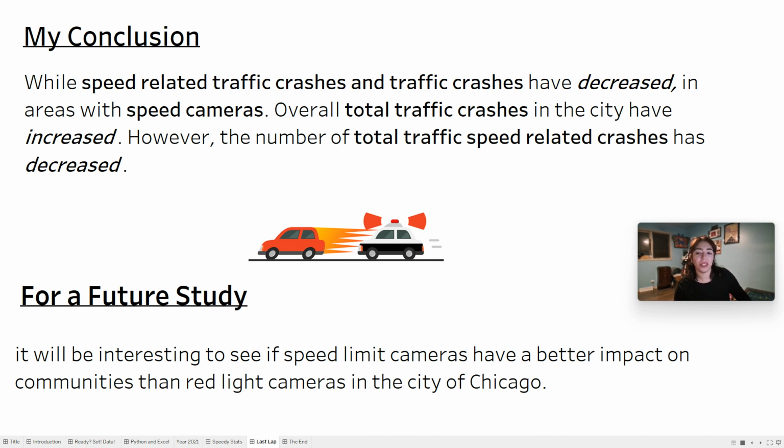For a future study, it would be interesting to see if the speed limit cameras have a better impact on communities than the red light cameras in the city of Chicago.